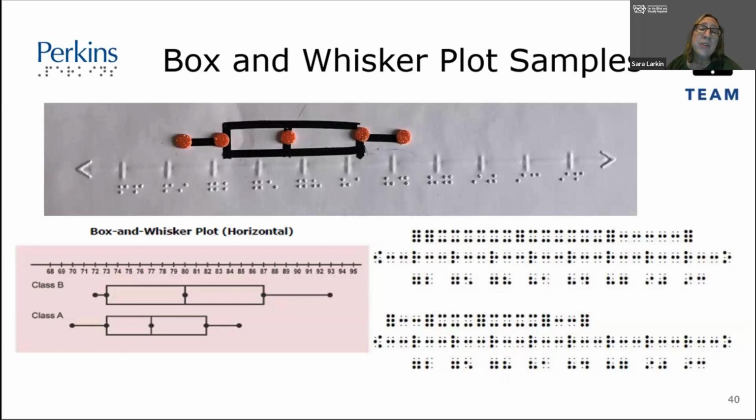On the Braille writer, they're just going to start with the number line, and then they can put the full cell where those 5 key points belong. And then they can use the letter X to connect those key points to make the box. And then they can use a dot 5 to do the whisker part of the plot, which goes from the box out to that maximum or minimum. So there's lots of ways that they can create those box and whisker plots.